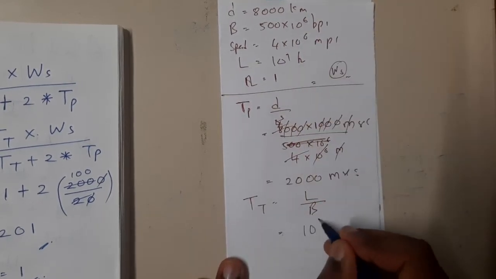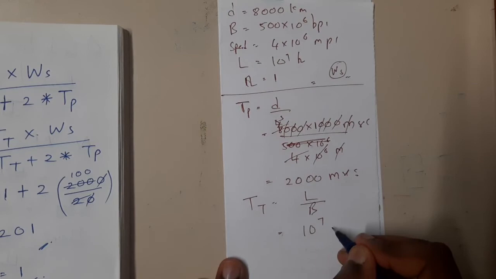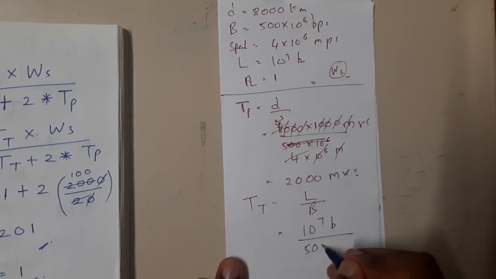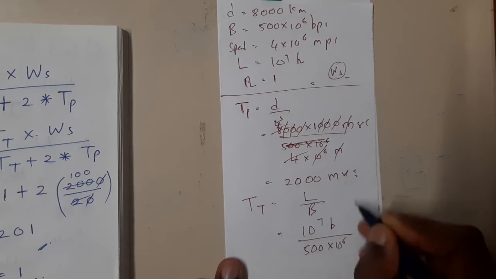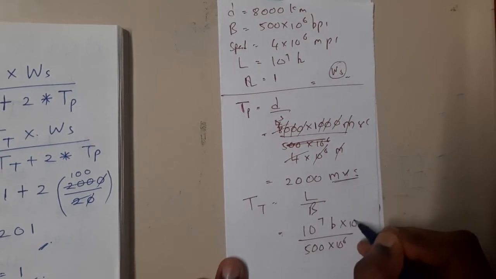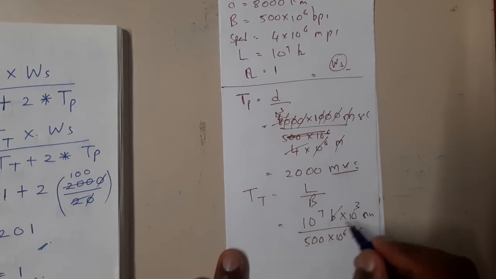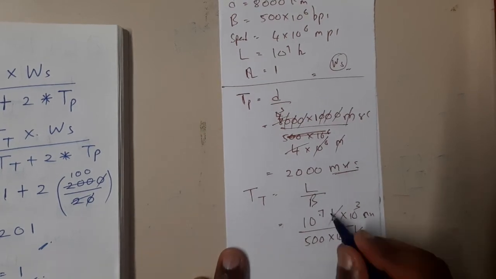That is 10 power 7. They gave bits, right? So it is nothing but B. And similarly they gave the bandwidth as 500 into 10 power 6. As we convert it into milliseconds, let us convert this also into milliseconds. So B will cancel. So it is 7 above. Oh, sorry, there is 10 above 6, 7, 8.